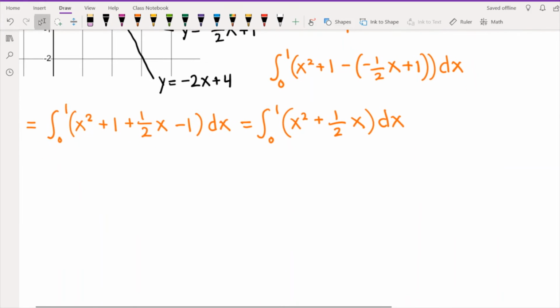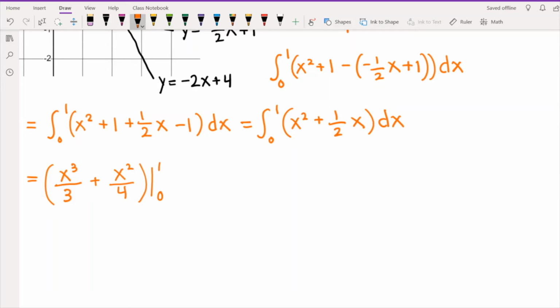Okay, so now we can find the antiderivative. So our antiderivative is going to be x cubed over 3. And then the next part we have, the antiderivative of just x would be x squared over 2, right? But then we also have this 1/2. And so that's going to give us actually x squared over 4, right? Because we have 1/2 times 1/2. And then we're going to evaluate that at 1 and at 0.